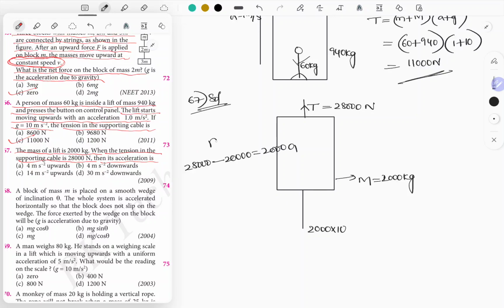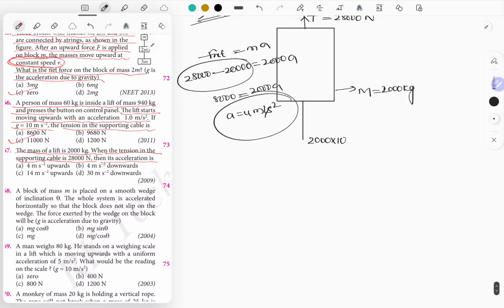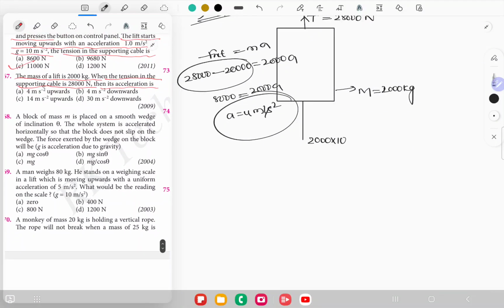So F net is equal to ma, that is the formula I used. This is F net. So it is going to be 8,000 equal to 2000 into a, and a is equal to 4 meter per second square. This is the way to find the answer. Hope you understood. Check it out once again if you didn't understand.